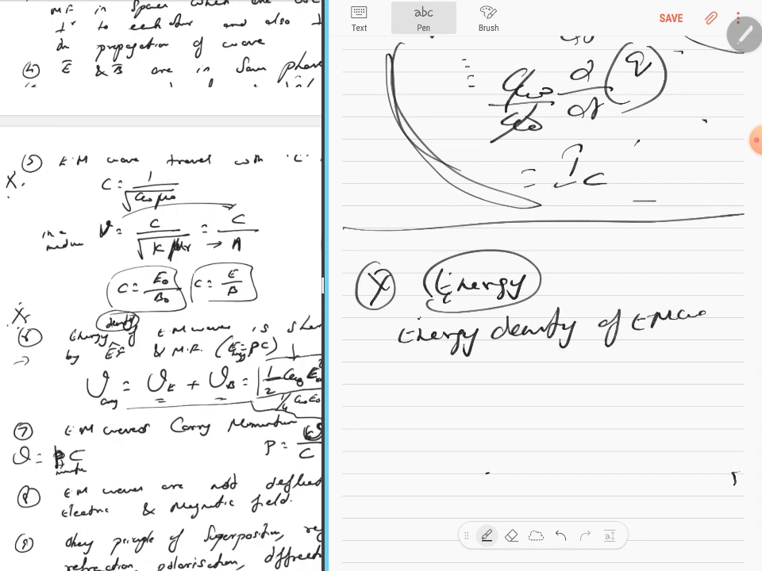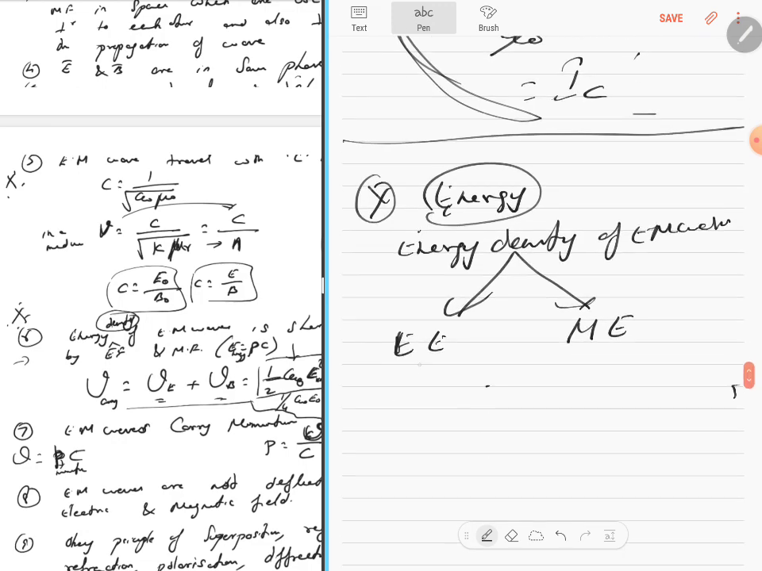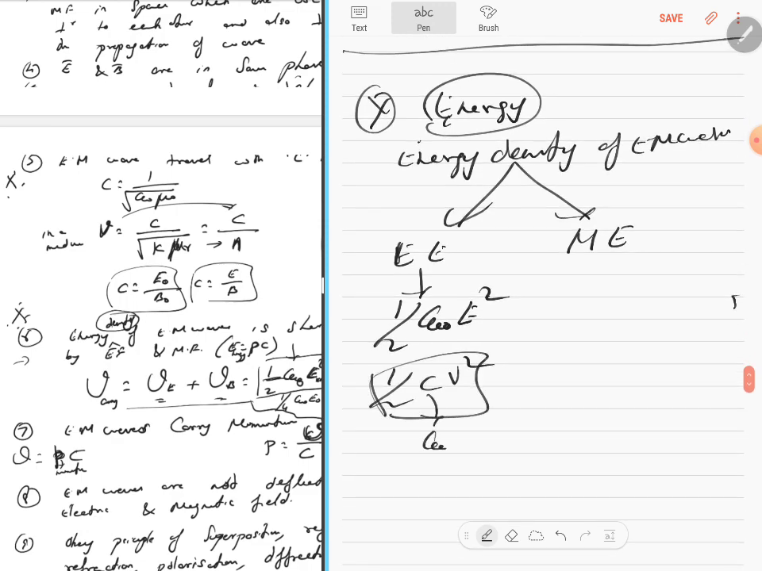An EM wave has got magnetic energy as well as electrical energy. The electrical energy is the energy stored by the capacitor, and you have to mug it up: half into epsilon naught into E square. It came from half CV square, which is the energy of the capacitor, but C itself is epsilon naught into A by d, and V itself is E into d, so E square into d square. The d and d get cancelled, and A and d can be brought down to convert into energy density, so half into epsilon naught into E square. Otherwise, mug it up: half into epsilon naught E square.